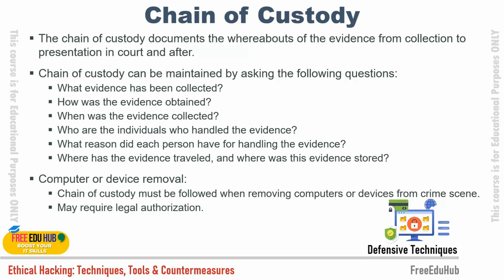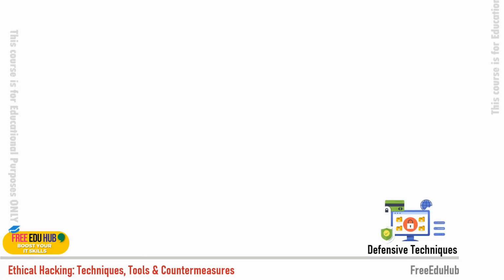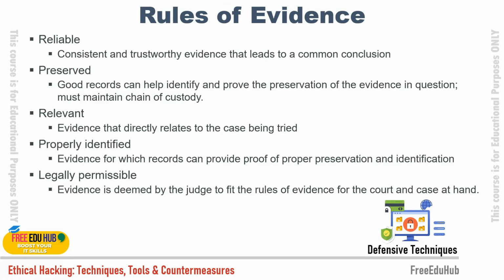After that, we have rules of evidence. Rules of evidence require reliable, consistent and trustworthy evidence that leads to a common conclusion. It should be preserved well. Good records can help identify and prove the preservation of the evidence. The evidence must maintain the chain of custody.